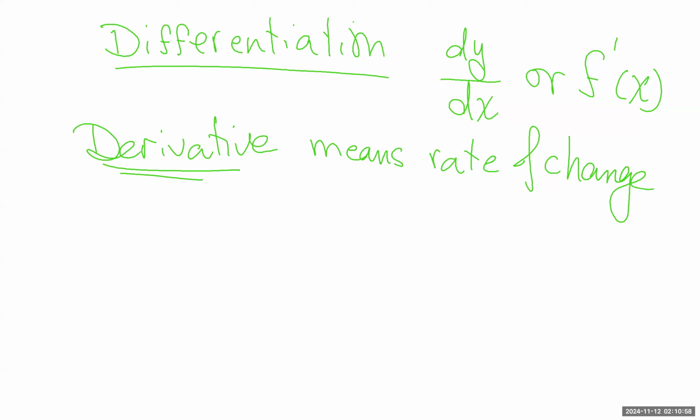So let us take an example. How do we calculate the rate of change? If we have y is equal to 7x squared, and another one, y is equal to x squared. Last time we shared the rule about the power.